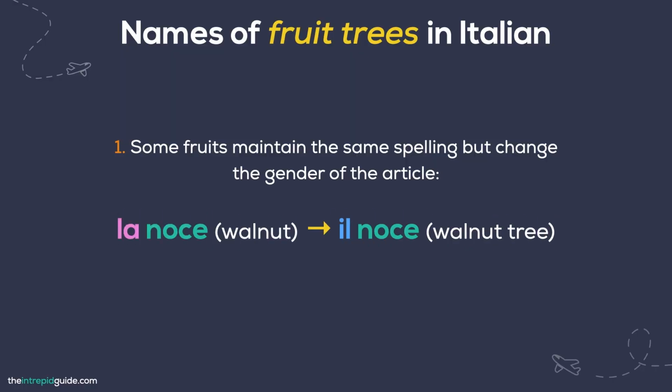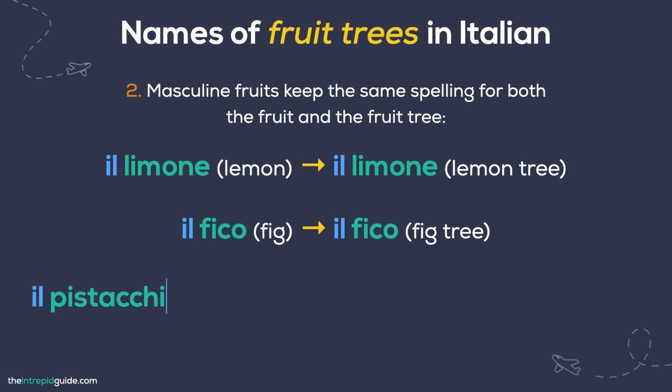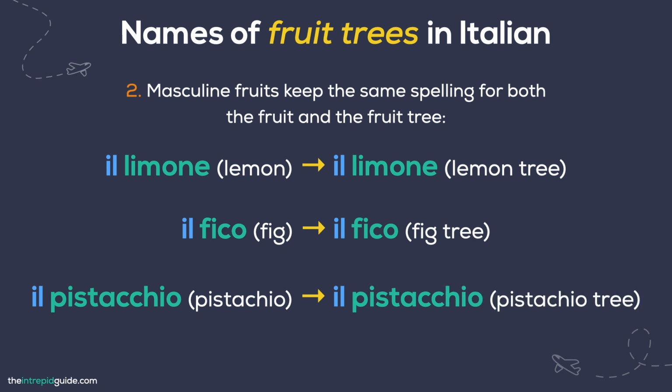The first one is some fruits maintain the same spelling but change the gender of the article. For example, La noce, walnut, Il noce, walnut tree. Number two, masculine fruits keep the same spelling for both the fruit tree and the fruit itself. For example, Il limone, lemon, Il limone, lemon tree. Il fico, fig, Il fico, fig tree. And Il pistacchio, pistachio, Il pistacchio, pistachio tree.